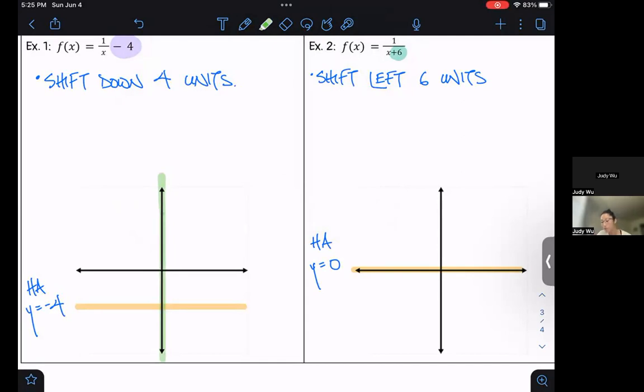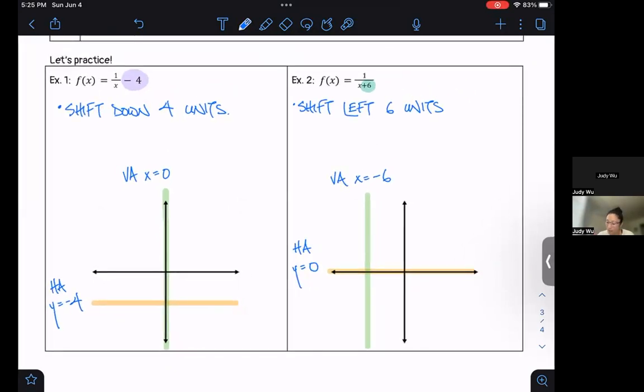But in example 2, if I shift the whole thing to the left 6 units, now my vertical asymptote is over here. All right, so let's label those. Vertical asymptote, x equals 0. And this one, the vertical asymptote is x equals -6. Okay. Now, I don't see a negative a in either case.